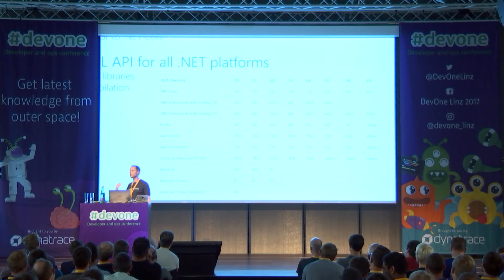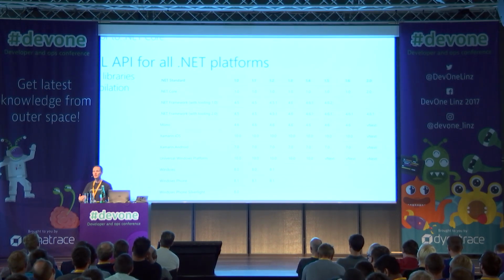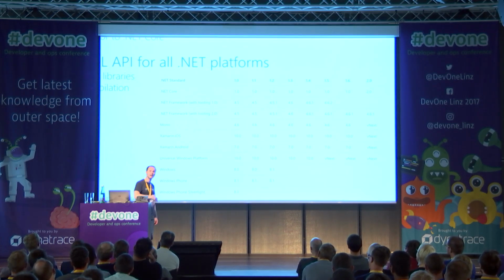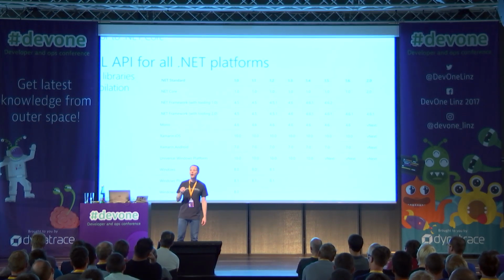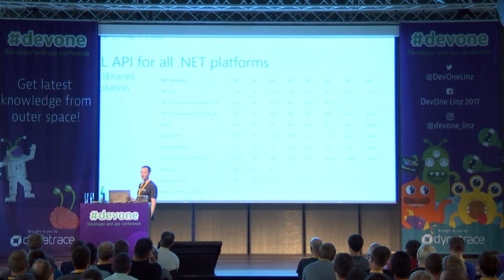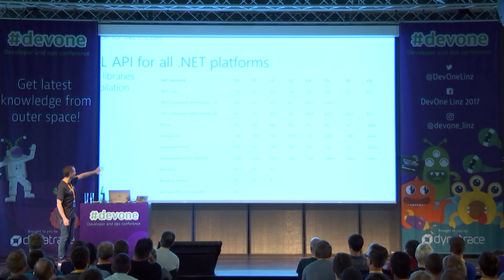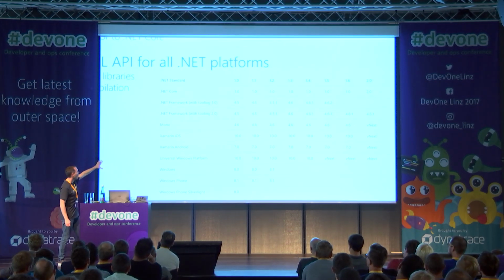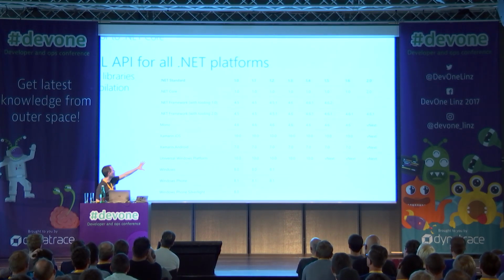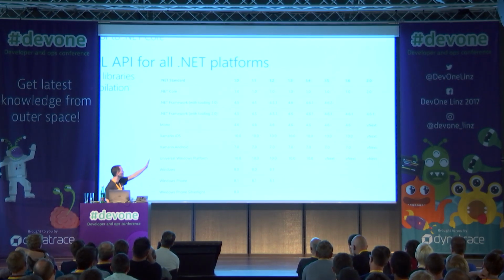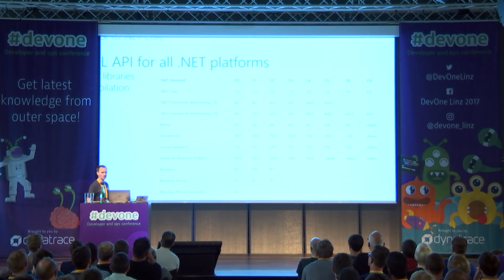But you are also ready for the future, ready for Linux, ready for Xamarin, ready for the Xbox, ready for the HoloLens and whatever you want to have. That's the idea of this .NET Standard thing. What you see here is the matrix showing the different .NET flavors on the left-hand side and their support for .NET Standard 1.6, 1.4, 2.0, and so on.